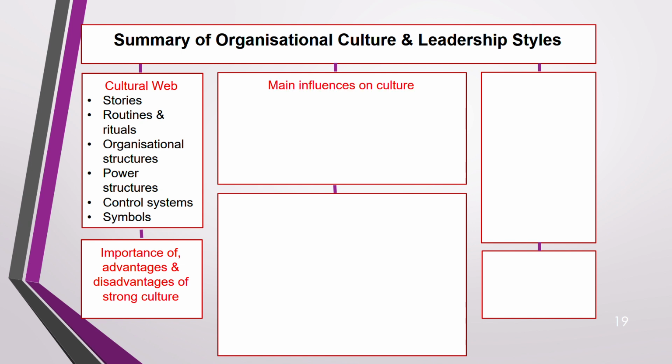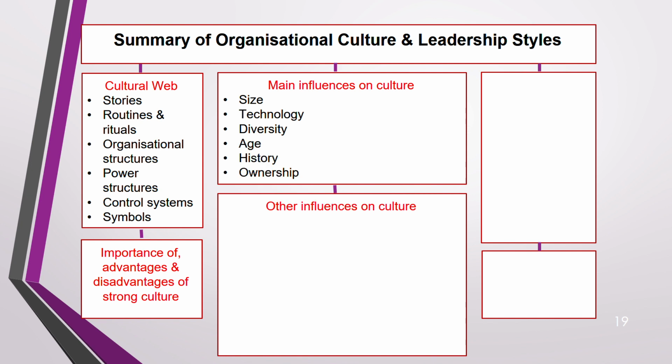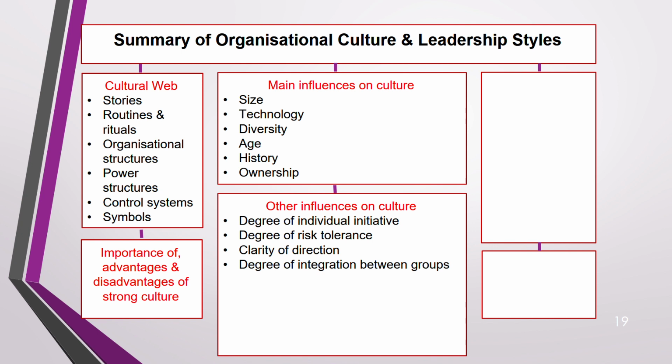Then we went through the main influences on culture, starting with size. Different sizes will have different cultures, different technology, diversity, age, history, and ownership. Other influences were individual initiative. Are they able to take individual initiative or does the boss take it? Degree of risk tolerance, high risk, low risk. Clarity of direction, no clarity, more clarity. Degree of integration between groups. If they are integrated, cooperation. If not, competition.